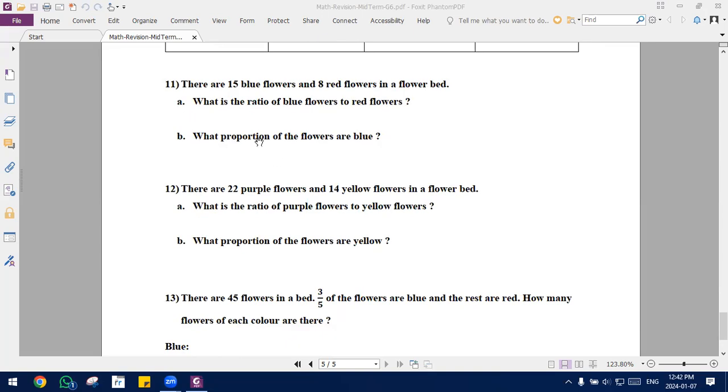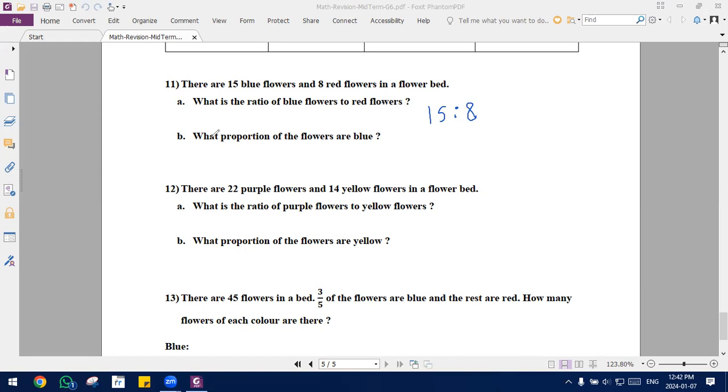Okay, next, proportion and ratio. There are 15 blue flowers and 8 red ones in a flower bed. What's the ratio of blue flower to red flower? So order is important. They said blue to red. We have 15 blue and 8 red.